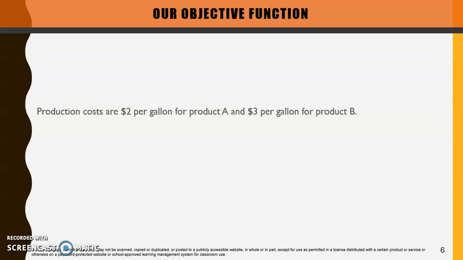The next part, our objective function. Some details that we need to define our objective function are the production costs, which are $2 per gallon for product A and $3 per gallon for product B. So for each gallon of product A, we incur $2 of cost, so the total cost for product A would be 2 times A, and for B would be 3 times B. So the objective function would be this: minimizing 2 times A plus 3 times B.